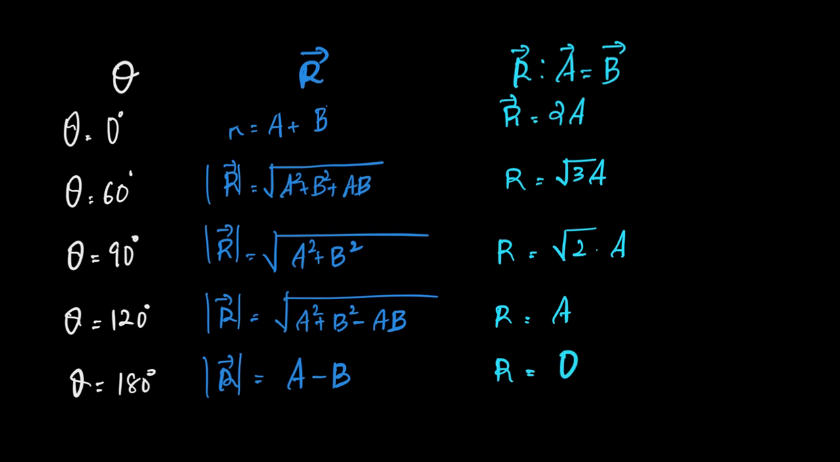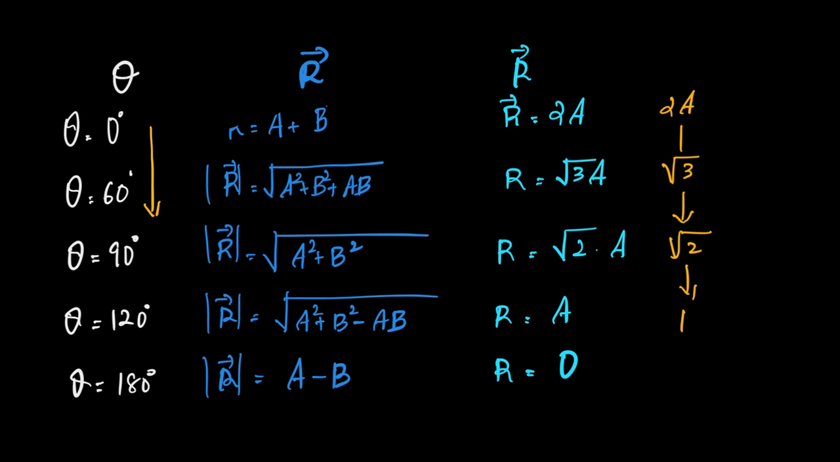So if you just understand the primary logic here, when theta increases, r moves from 2a to root 3a, then to root 2a, then to a, and eventually to 0. Okay, so that's the concept regarding this question.